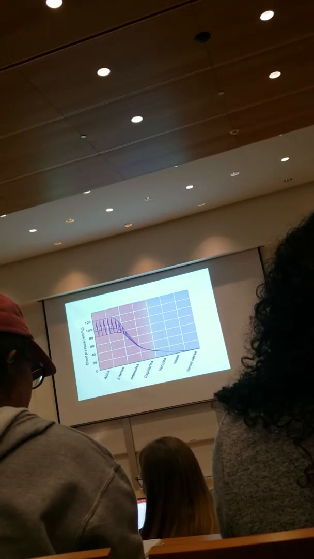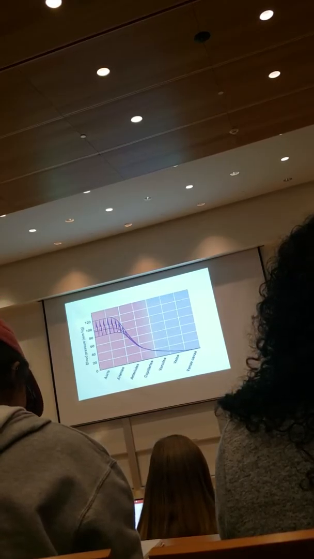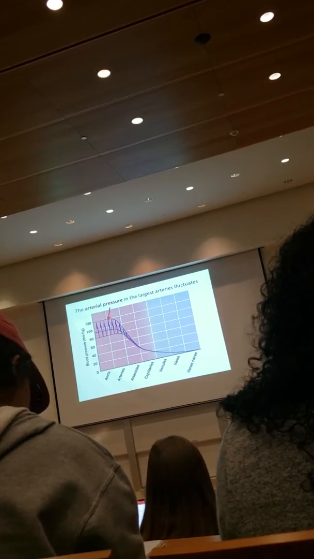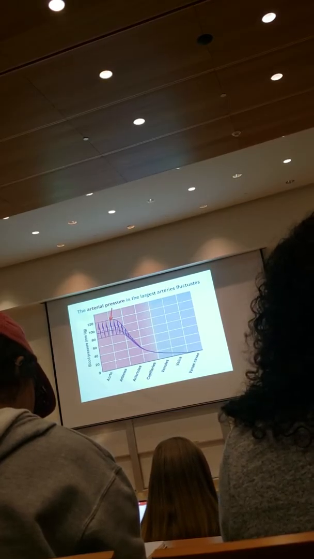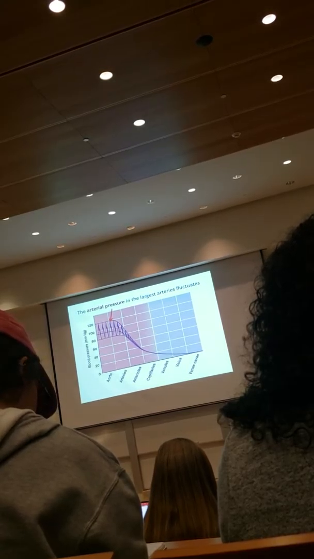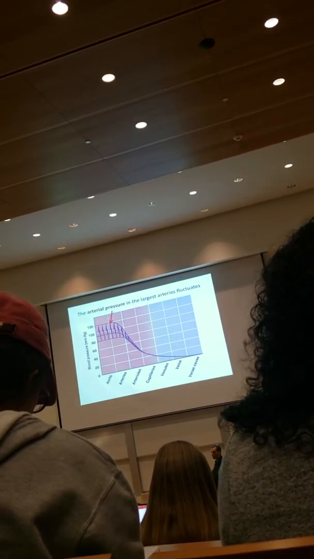Okay, so we talked about the fact that it's not just the highest, but it also fluctuates, right? And we can see it runs from 120 to 80. Can anyone suggest, based on what we learned already about the heart, why do we have this fluctuation? Where is that 120 and 80 coming from? Contractions of what? Of the heart, so that will give us the 120, but then where do I get the 80? Why doesn't it stay 120?